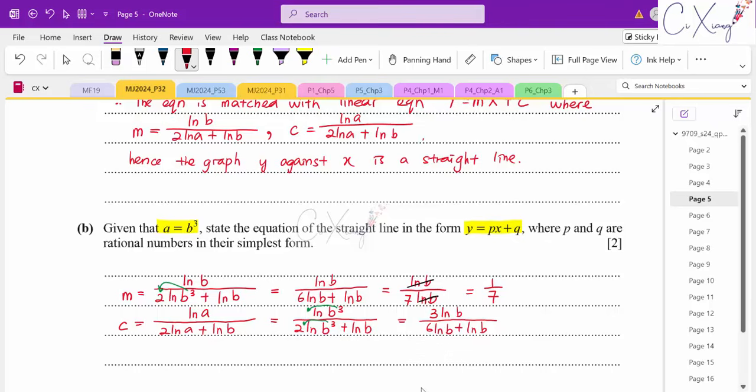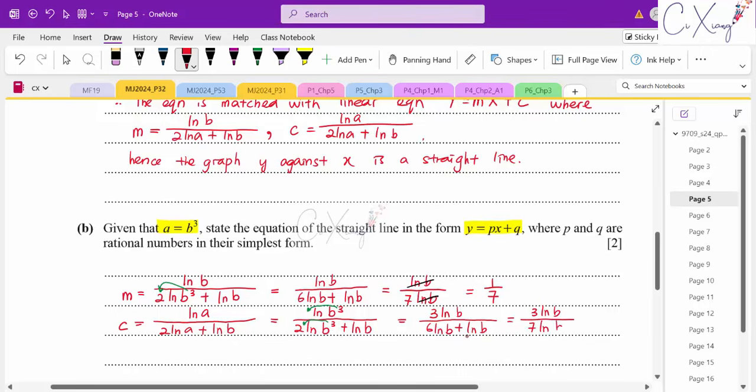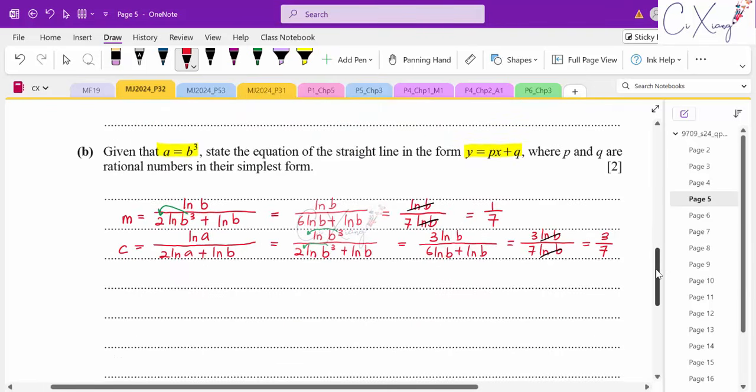So the denominator, it is like 6 apples plus 1 apple. So you're having 7 apples. So 3 ln b on top divided by 7 ln b at the bottom. Again, ln b and ln b can be cancelled off, and therefore your c is actually 3 over 7. So you know that m is a gradient, c is the y-intercept, right? So when I want to rewrite my equation in the form of y equals to mx plus c, it will be y equals to 1 over 7 x plus 3 over 7.